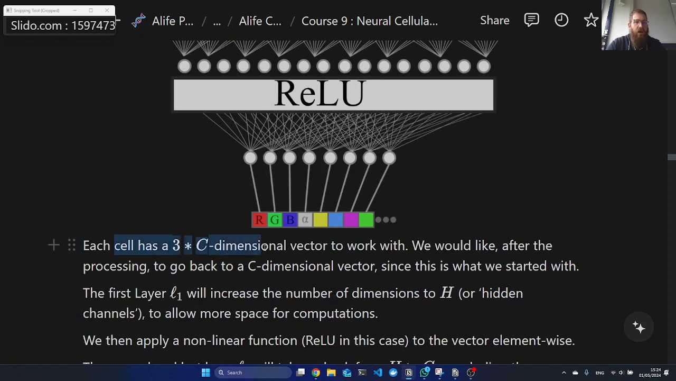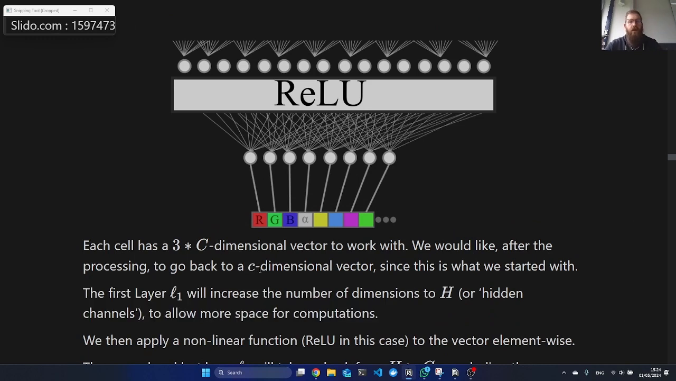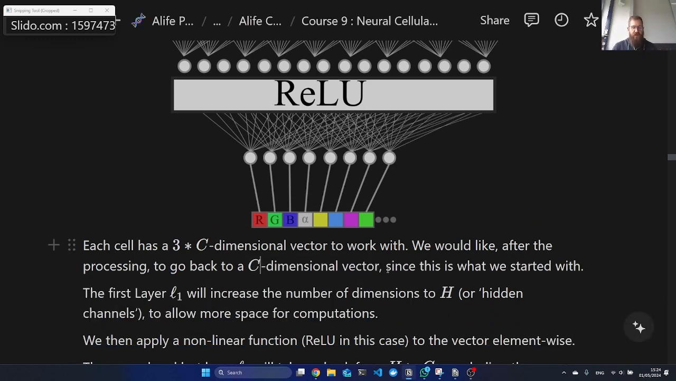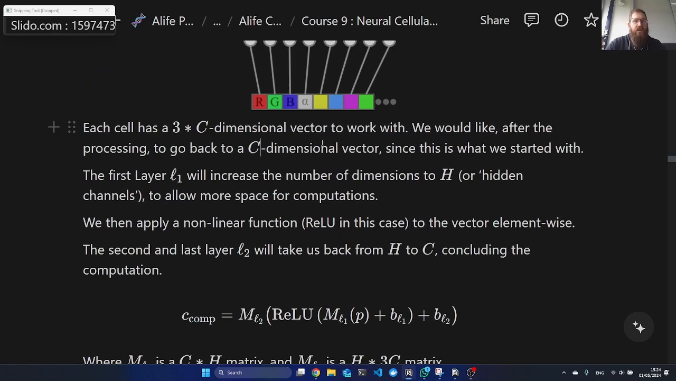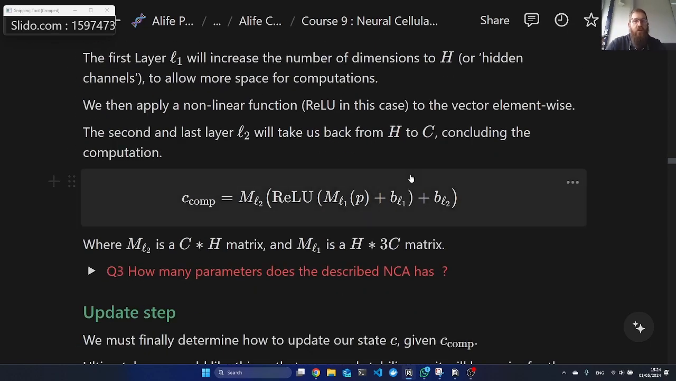So the dimensions work this way. Each cell has that 3c-dimensional vector, which is the one coming from the observation. And we want to reduce it back to a c-dimensional vector, such that it can represent the new state of the cell. So the first layer goes from 3c to h, the hidden layer, and then the second one goes back from h to c.